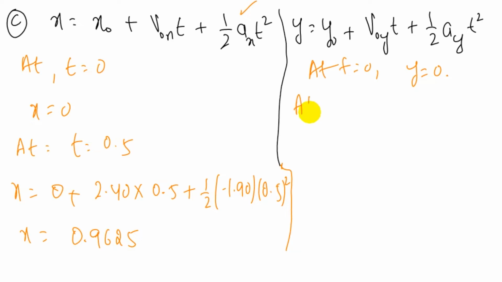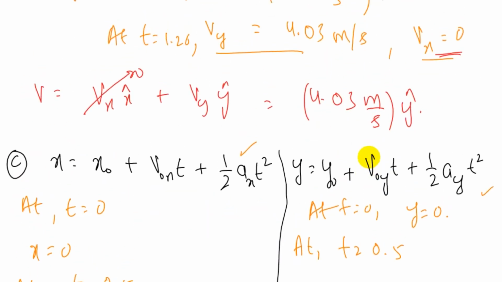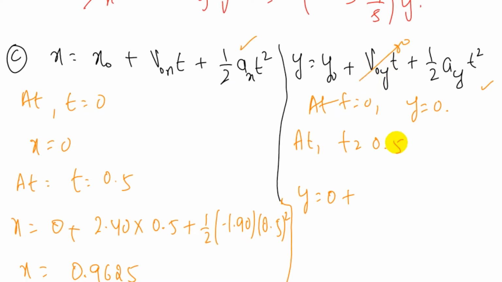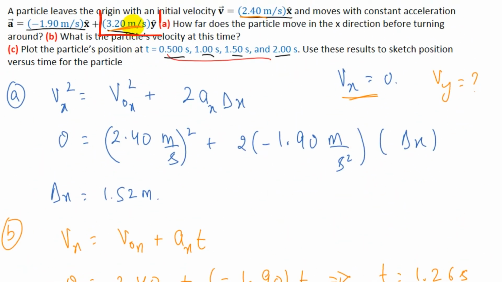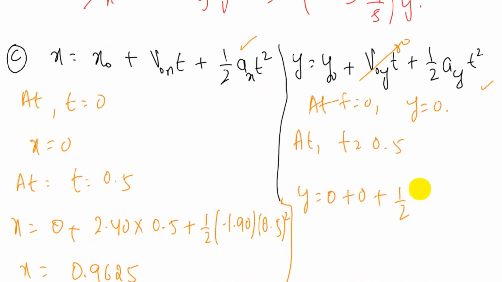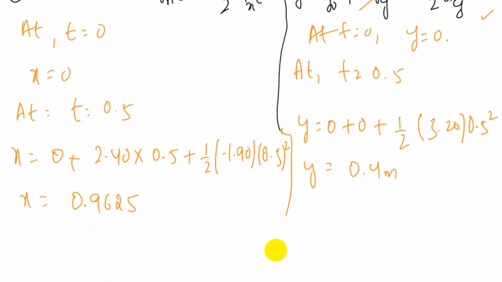Similarly, what would be the y position at time t equals 0.5? Put all the values here. So y equals, we can directly put the values. y0 is 0, and v0y was 0 because there is no initial velocity in the y component. So this is 0 plus 0 plus 1/2 ay, where ay is 3.20, times 0.5 and its whole square. On solving this, we'll get the value of y to be 0.4 meter. In a similar fashion, we can find all the x and y values for different time intervals.